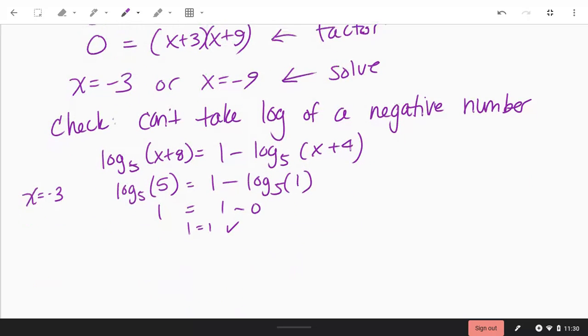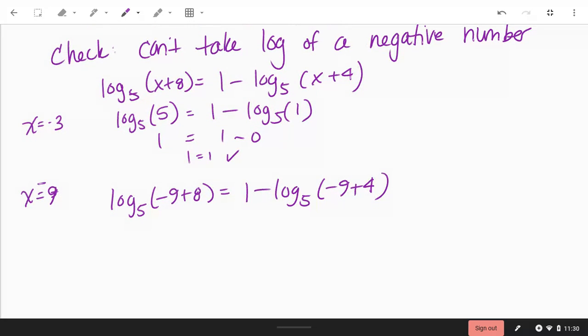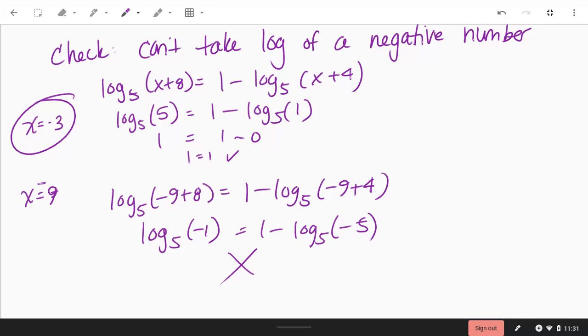Okay, if I want to check x equals negative 9, I'd have log base 5 of negative 9 plus 8 equals 1 minus log base 5 of negative 9 plus 4. Okay, and I can see right away, I'm going to have log base 5 of negative 1 and log base 5 of negative 5. I can't solve those. You cannot take the log of a negative number. Okay, so that doesn't work. So my final answer is just that x equals negative 3.